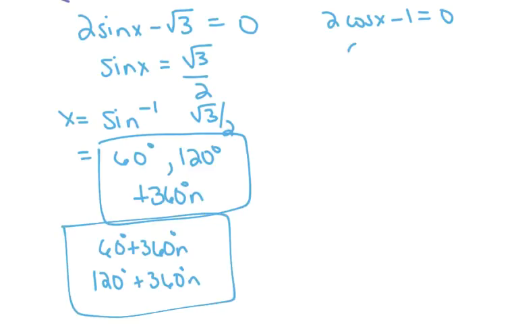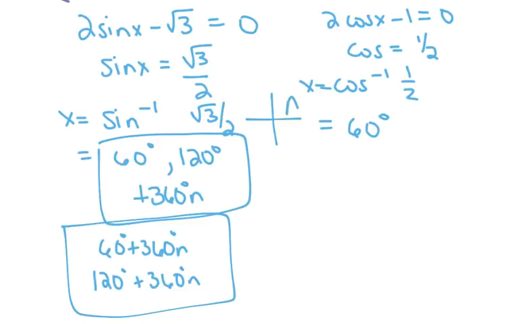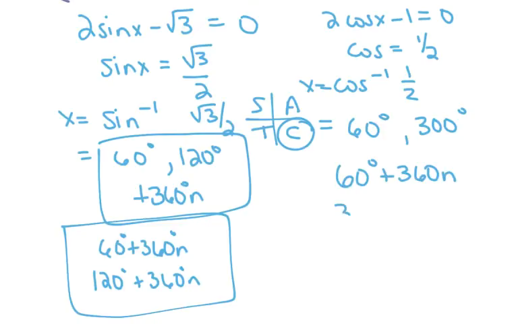Now, second equation. First I'm going to add 1 and divide by 2, and now we're going to do an inverse cosine of 1/2, and you're going to find out the answer's 60 degrees. But the other quadrant where cosines are positive is quadrant 4. So what angle in quadrant 4 will also have a reference angle of 60 degrees? Well, it's 300. So my answers are 60 plus 360n and 300 plus 360n.